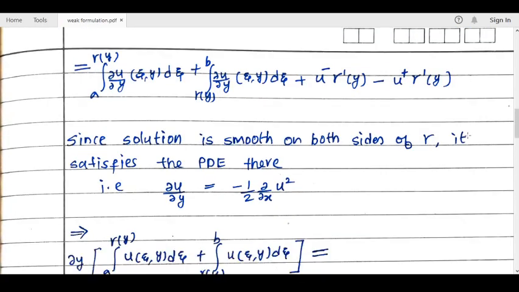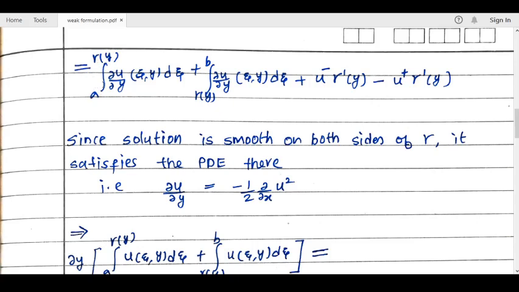Now when I substitute here, the first two integrals are the same: integral a to gamma of y, plus gamma of y to b, plus u minus gamma dash of y minus u plus gamma dash of y. Now in this limit you can see that the solution is smooth on both sides. As the solution is smooth on both sides of gamma, there is no problem when we integrate from a to gamma of y. Also, when we integrate, the endpoints we do not consider.